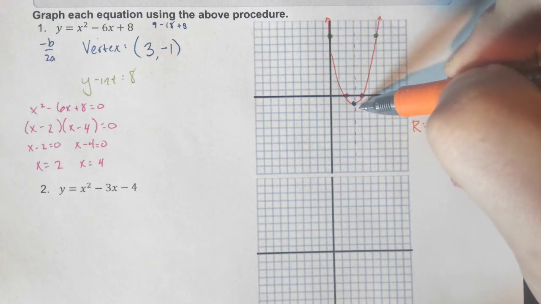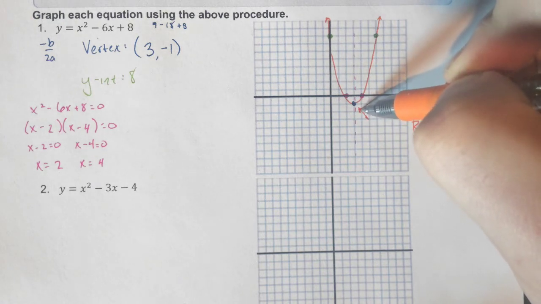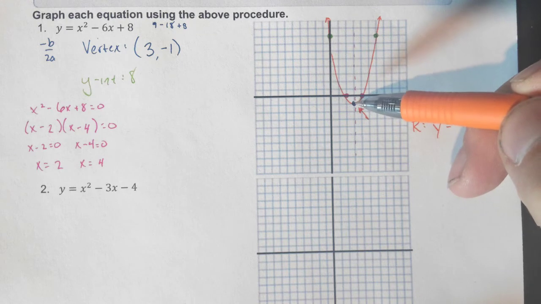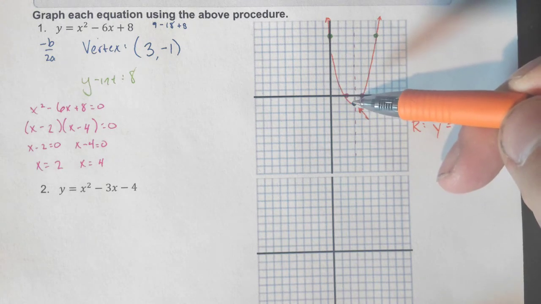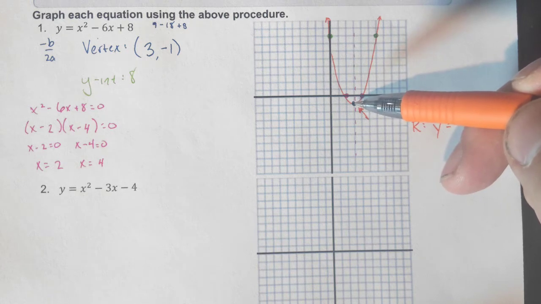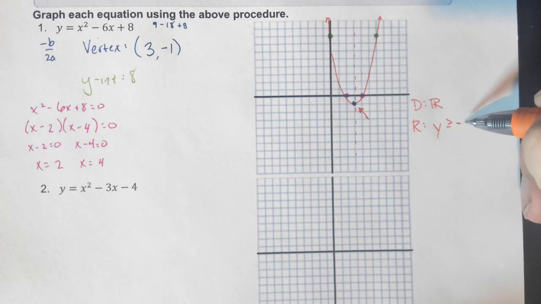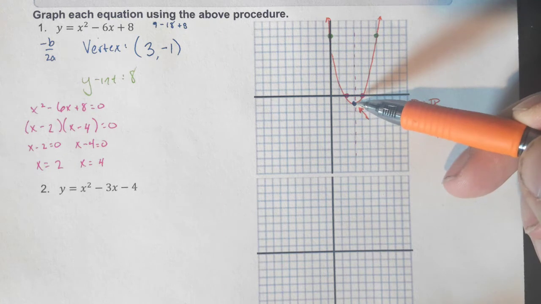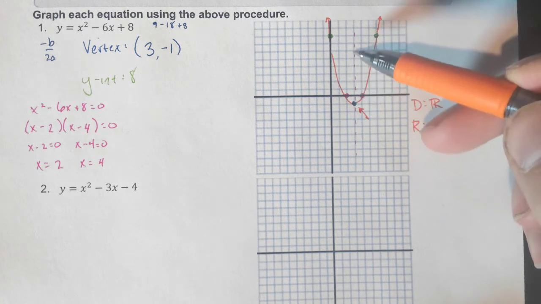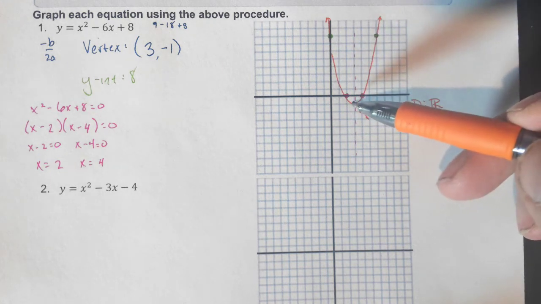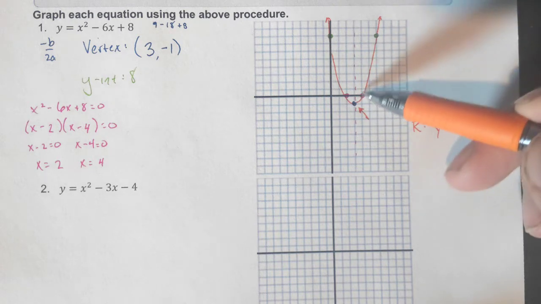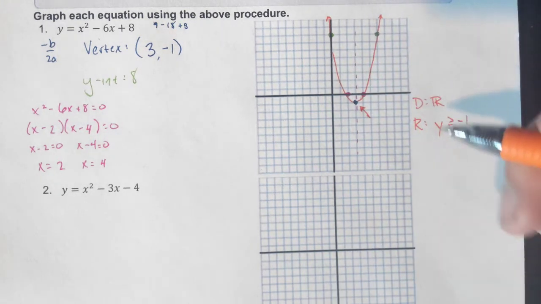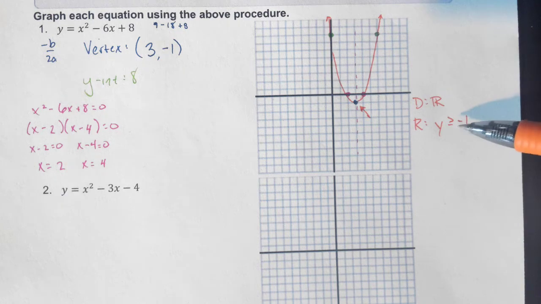So you're always going to be looking at the vertex. Okay, what is the y part of the vertex? So remember that point, it was (3, -1). So what's the y part of that vertex? -1. So it's everything above -1, right? It starts at -1 and it goes above -1. This graph starts at -1 and it goes above -1. So that's why the range is greater than or equal to -1.